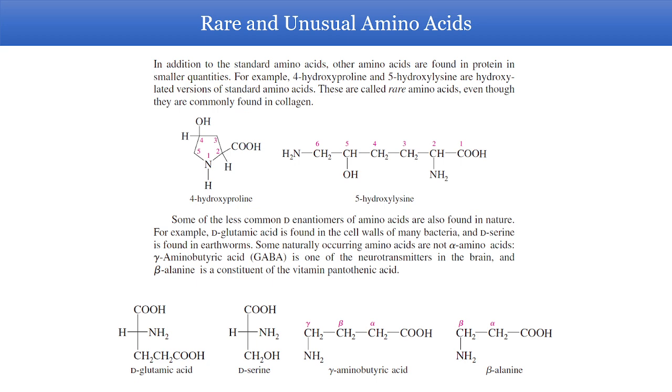Some naturally occurring amino acids are also not alpha amino acids, because, as I was saying, proteins are mainly composed of L-alpha amino acids. Some may not be alpha amino acids, like gamma-aminobutyric acid or GABA, a neurotransmitter in the brain. You must have heard of it. And beta-alanine is also a constituent of the vitamin pantothenic acid. So these are the rare or unusual amino acids that also exist.